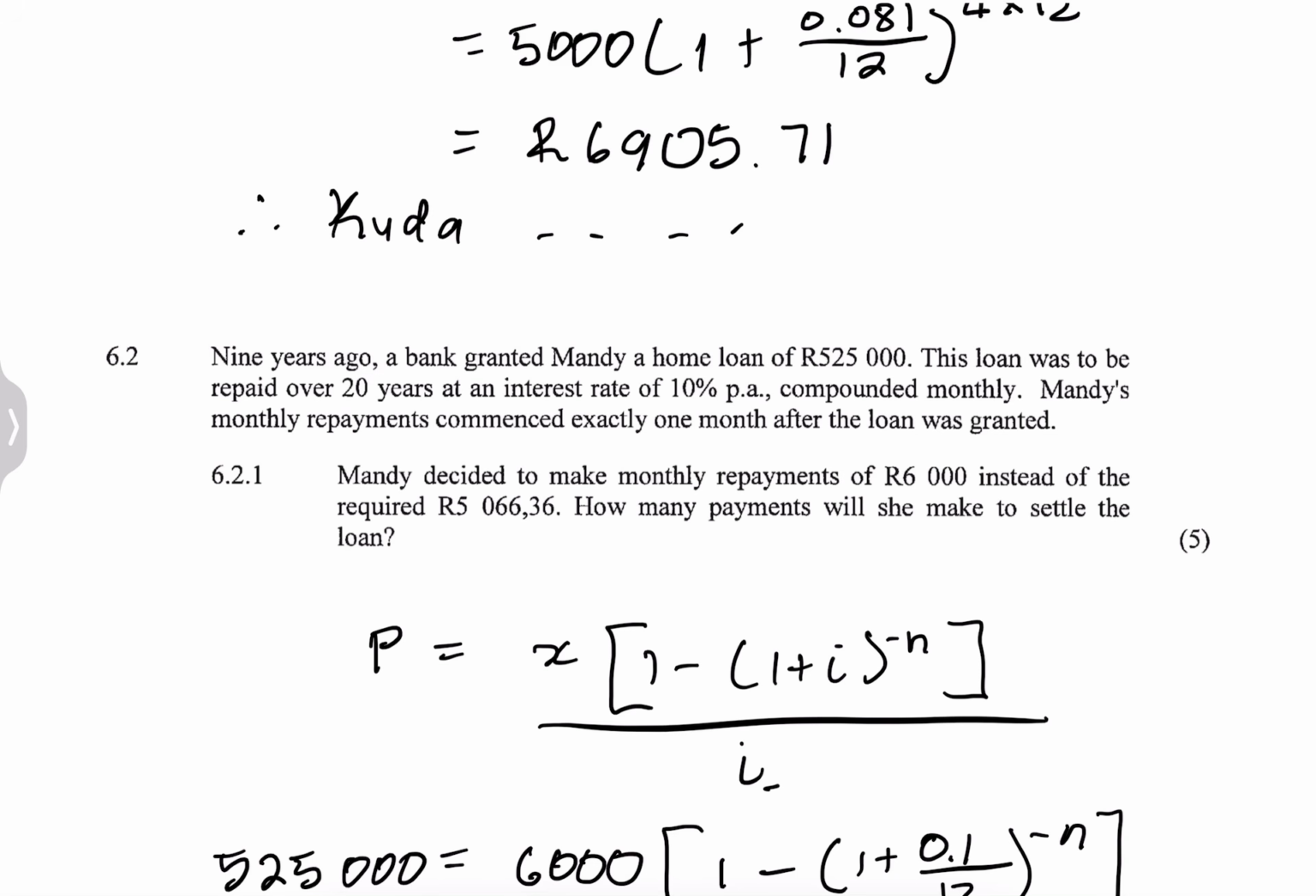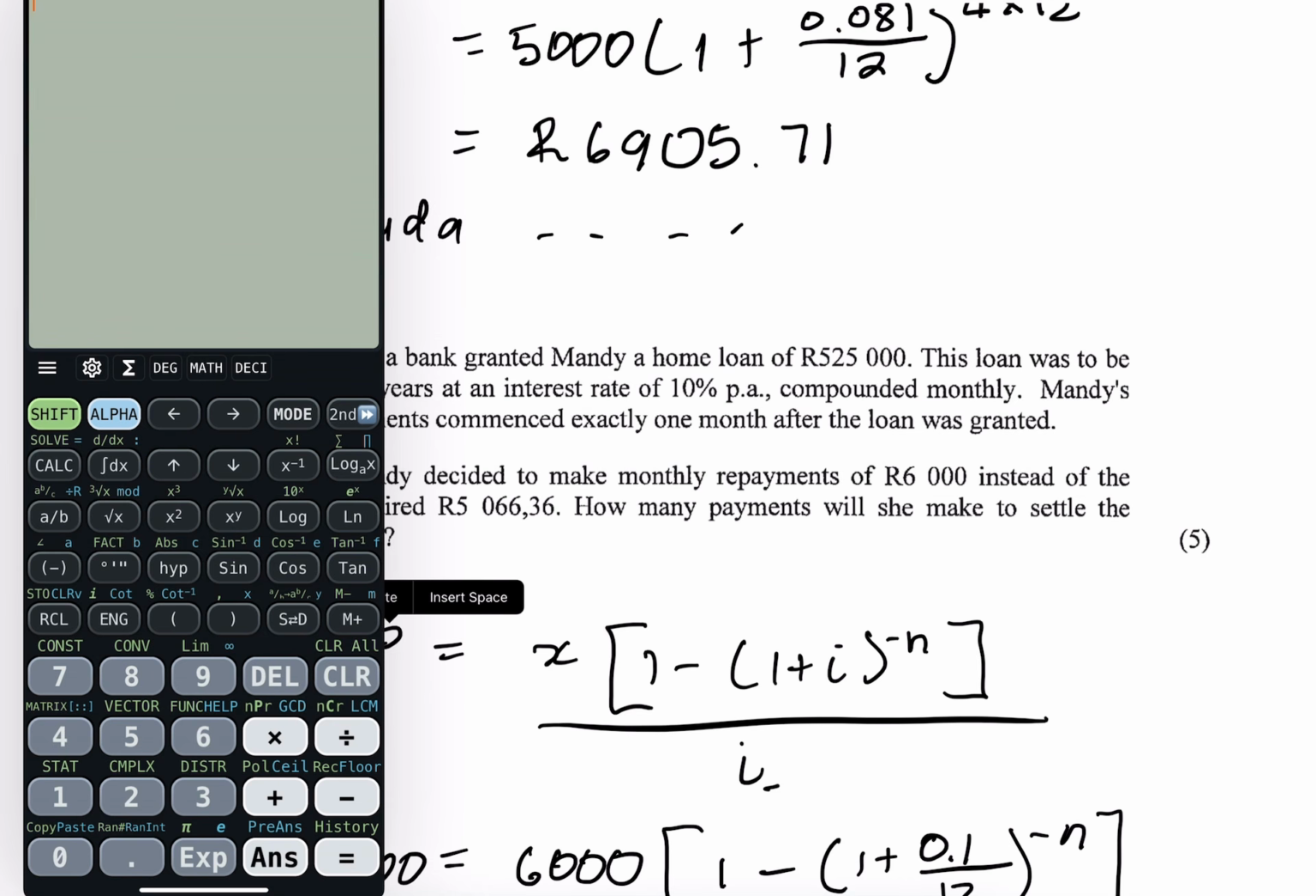So I want to know how much Mandy pays extra. What I'm going to do is take the 6,000 that she pays and subtract the 5,066 and 26 cents that she pays. So she pays 933 and 74 cents extra. This amount that she pays extra can actually be regarded as an investment.